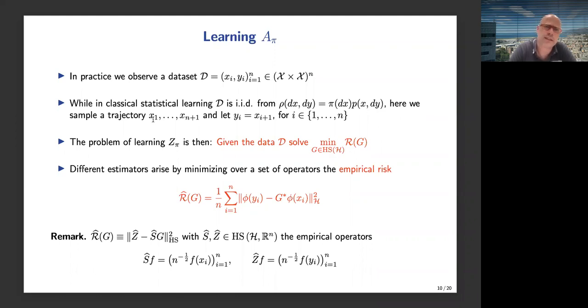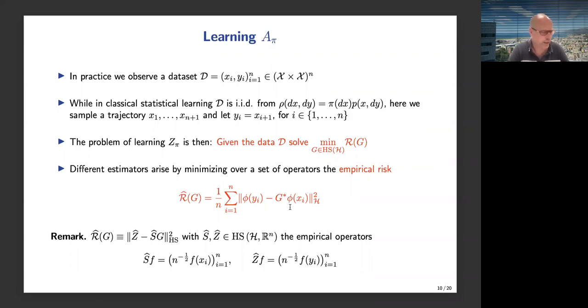Now, given this trajectory, we are interested in finding an operator which minimizes the risk. This is the learning problem. A natural approach in statistical learning is empirical risk minimization. So we compute the empirical risk, which is the empirical mean of our loss function. Given the link to conditional mean embedding, it is given by this square error. We predict the embedding of yi, the next state, by this linear operator adjoint applied to the embedding of xi. The estimators that we will present minimize the empirical risk over a class of operators.